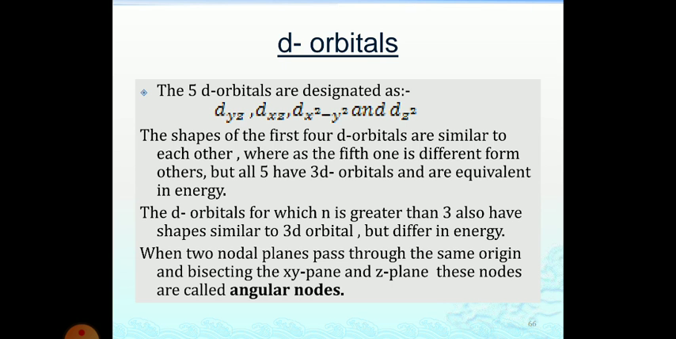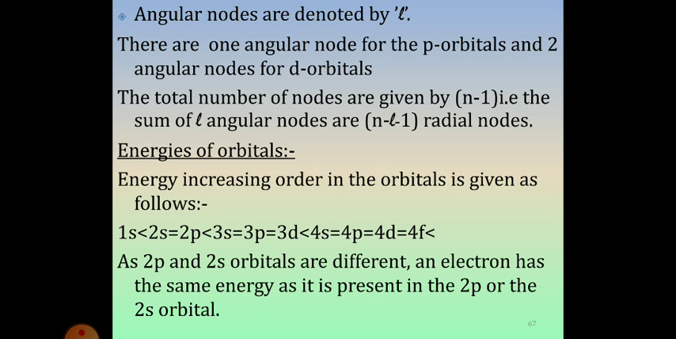Now students, when two nodal planes pass through the origin and bisect the xy plane and z plane, these nodes are called angular nodes. Now what is meant by angular nodes? We will go into detail; it is denoted by the letter small l. There is one angular node for p orbitals and two angular nodes for d orbitals. The total number of nodes is given by n minus 1, that is, the sum of l angular nodes and n minus l minus 1 radial nodes.